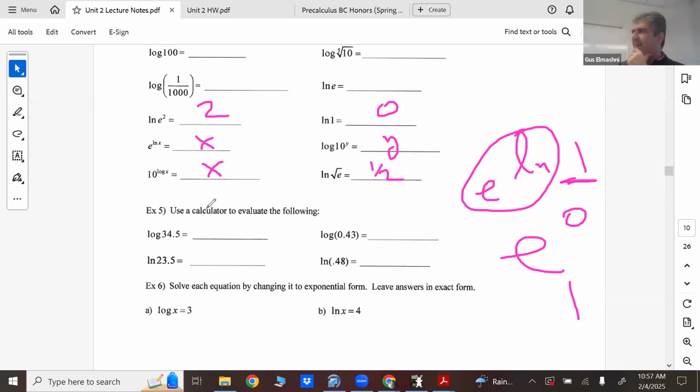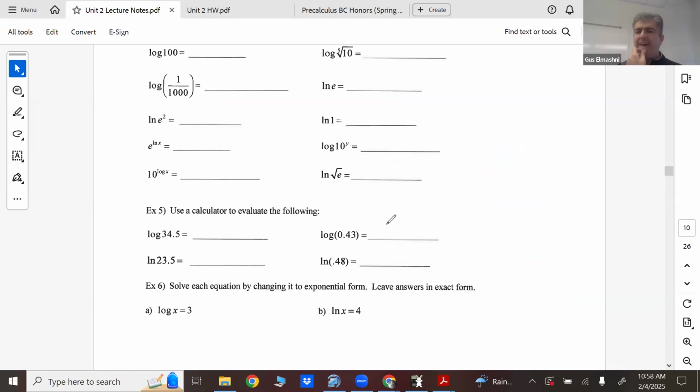What are you talking about? No, I'm trying to understand your question. I don't understand the question. Say, take log of 0.43. There's obviously going to be a negative number. Yeah, sure. There'll also be that as well.